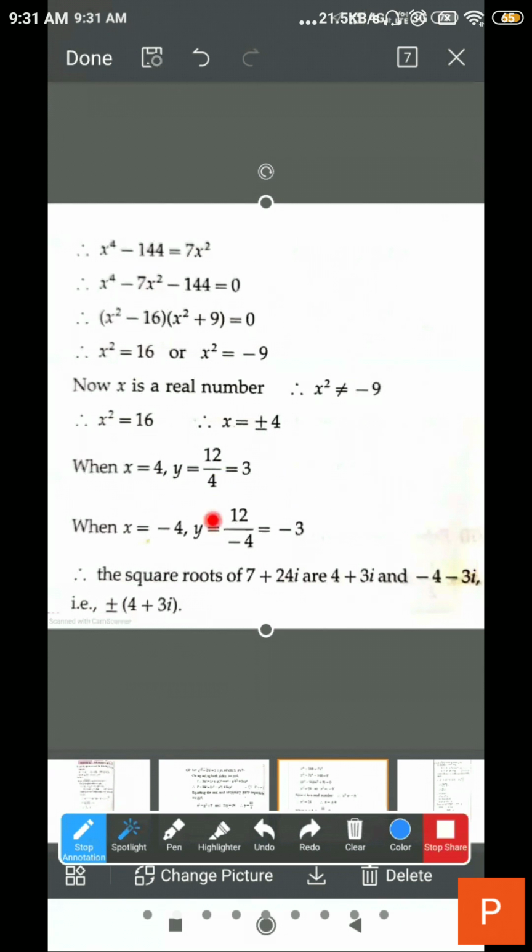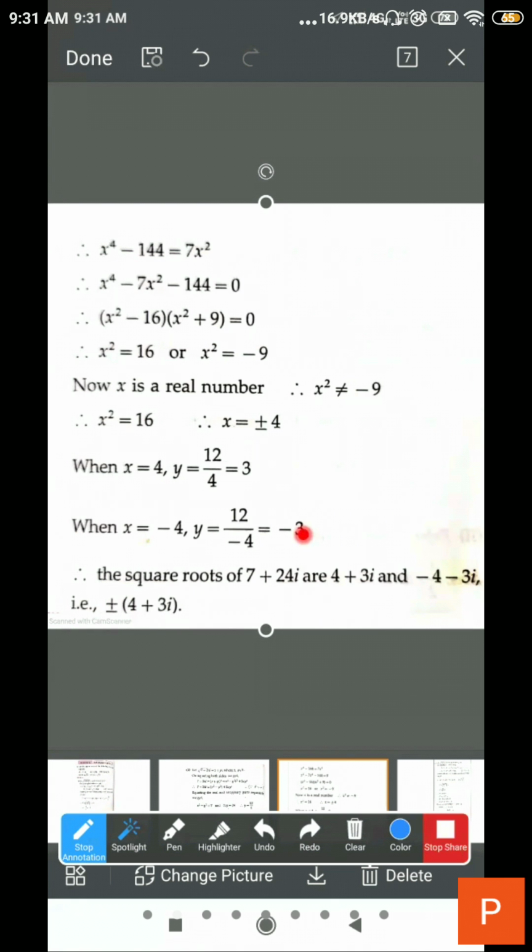As we know, y's value is 12 upon x. That's why it will be 12 by 4, and the value will be 3. When x is equal to minus 4, y will be 12 by minus 4, and we will get the value as minus 3.